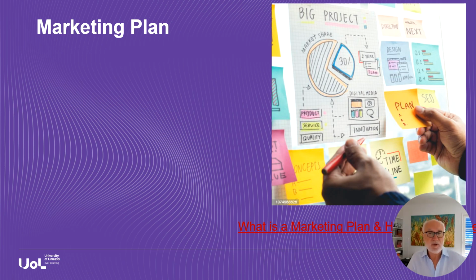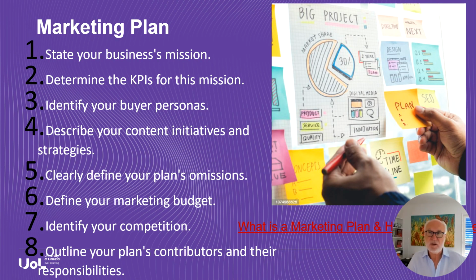Of course, there are many more things to learn. One big step is the marketing plan. Down here is a link to the HubSpot marketing plan. Important is that you state your business mission, determine the key performance indicators, identify your buyer personas, describe your content initiatives and strategies, clearly define your plans, define your marketing budget, identify your competition, and outline your plans, contributors, and their responsibilities. So this is a rough outline of a possible marketing plan. If you want more information, go on HubSpot and build your marketing plan around that template.